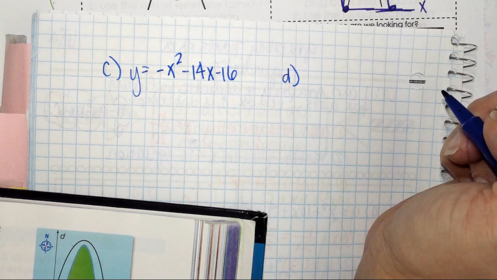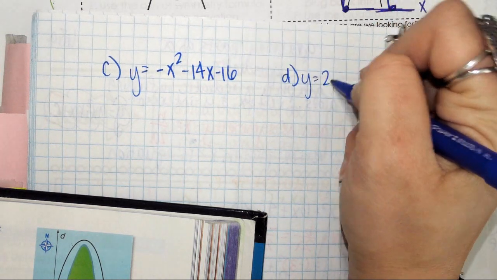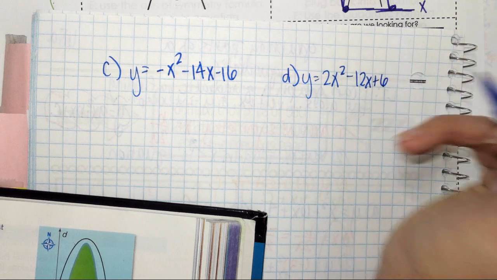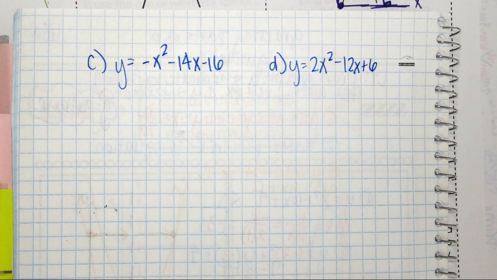Go back to somewhere. X squared, 14x, minus 16. Alright, 2 problems. Get ready and go.